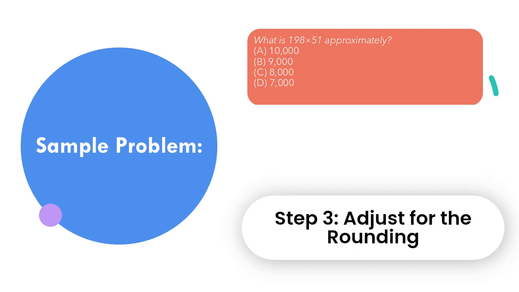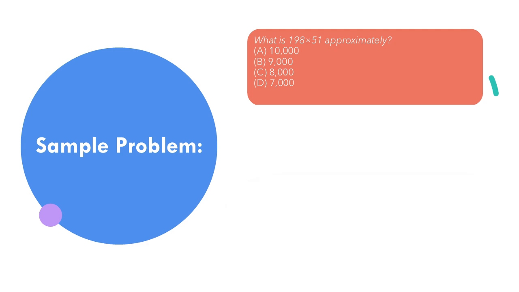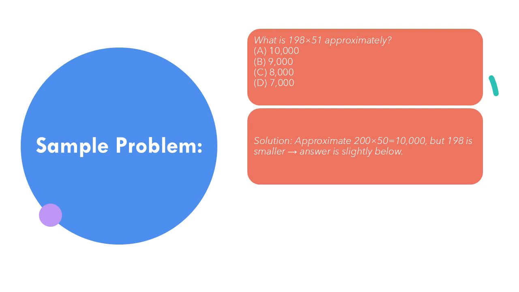Step 3. Adjust for the rounding. Since we rounded 198 up to 200, our estimate is slightly higher than the actual value. Since we rounded 51 down to 50, our estimate is slightly lower than the actual value. These small differences mean the real answer will be a little less than 10,000. Step 4. Choose the best answer.